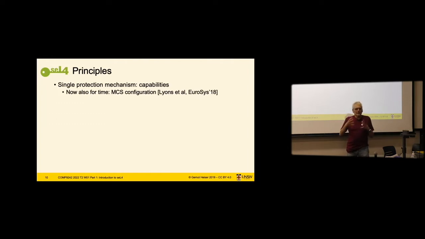So besides this underlying minimality principle, we have the core mechanism for protection, the core authorization mechanism: capabilities. Who's heard of capabilities in the OS context before?